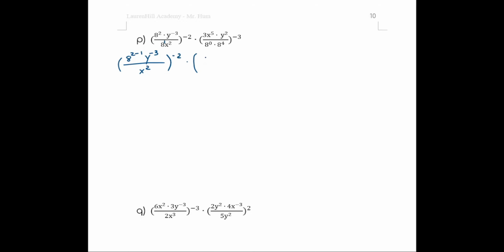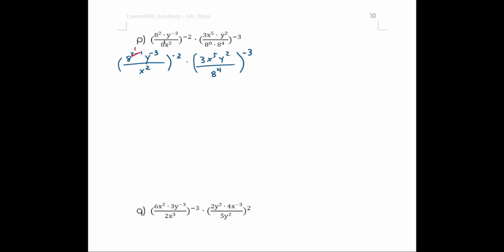What do we have here? We've got 3x to the 5, y to the power of 2, all over 8 to the power of 0 is just 1 times 8 to the 4. We'll just write that as 8 to the 4. Okay? And that's all raised to the power of minus 3. Now, 2 minus 1 is just 1. All right? So 8 to the power of 1 is just 8.